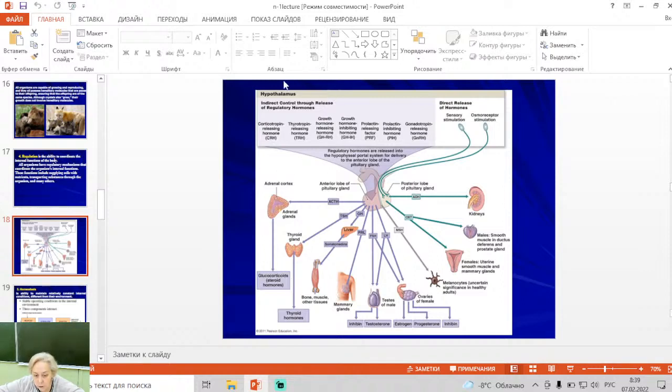For example, the hypothalamus produces thyrotropin-releasing hormone. This hormone influences the pituitary gland, and the pituitary gland produces TSH hormone. TSH hormone influences the thyroid gland, and the thyroid gland produces thyroid hormones.